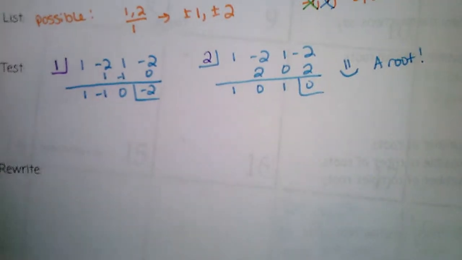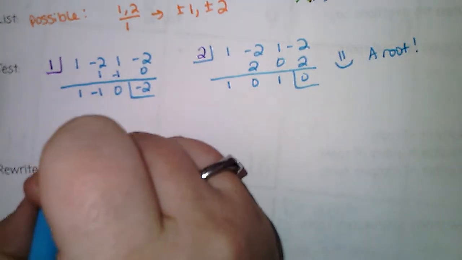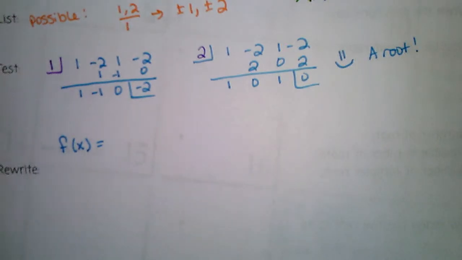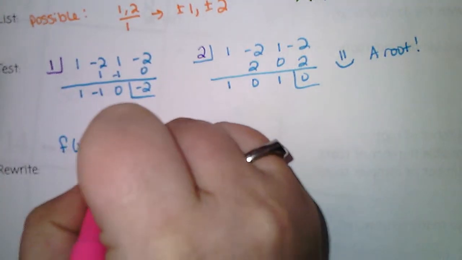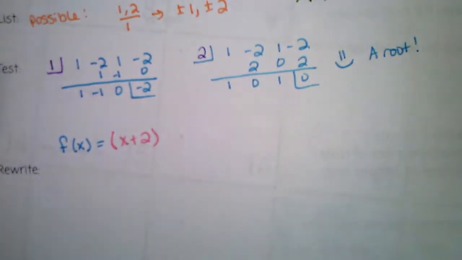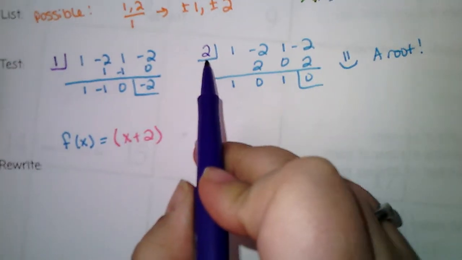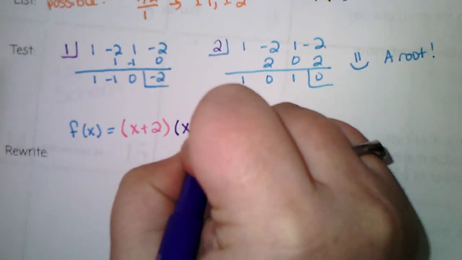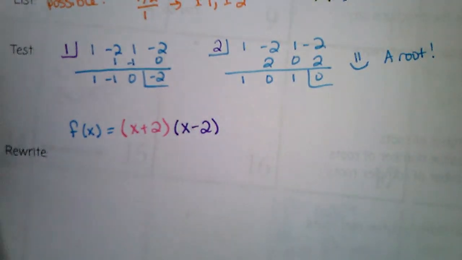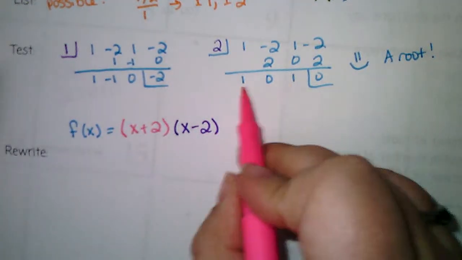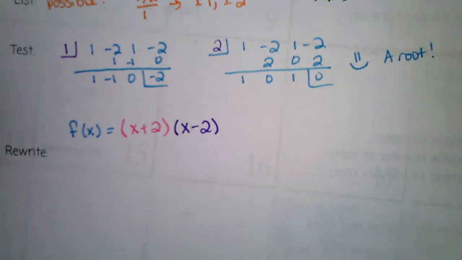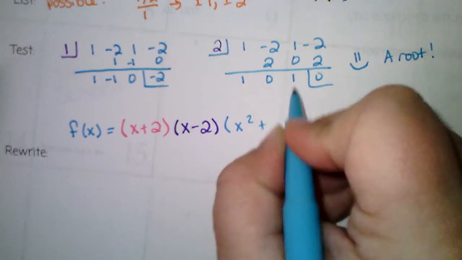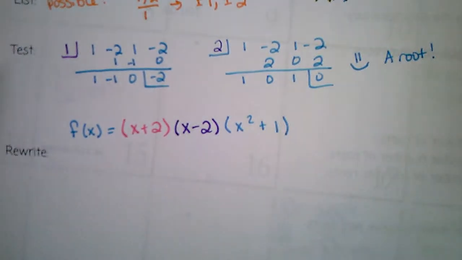Hooray! So when I rewrite this, I have f of x equals, from my other page, I found x plus 2. Now this one was 2, so as a factor, we set it equal to 0, so it's x minus 2. Now, my problem is this. This is my new problem. So now I have x squared plus 0x plus 1.